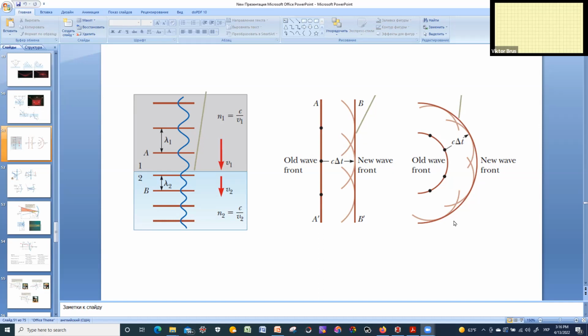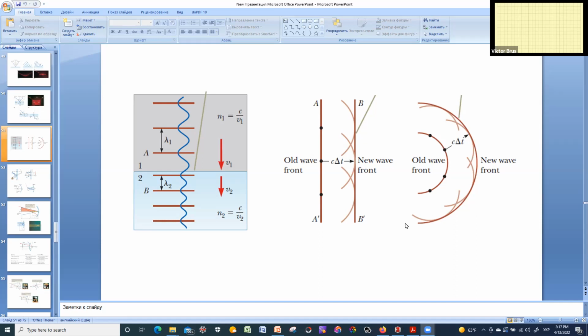So considering these principles, it is possible to show and explain all these laws of reflection and refraction. So this is one of the approaches by which you can explain the reasons for reflection and refraction following the laws which we considered last time.